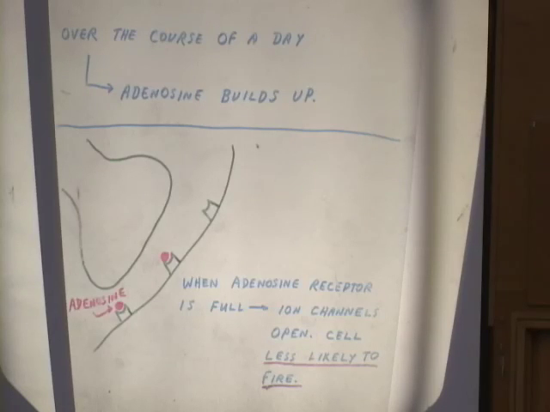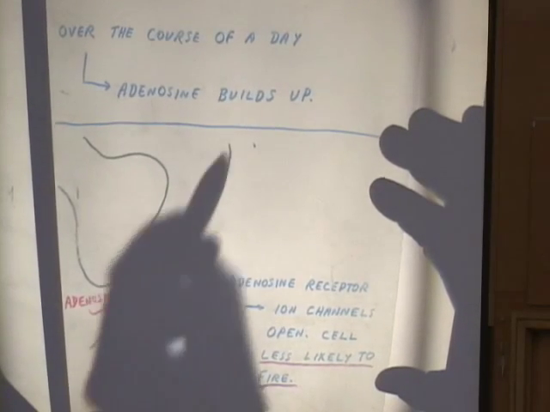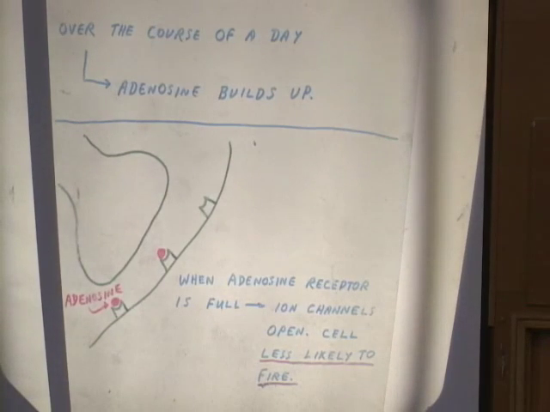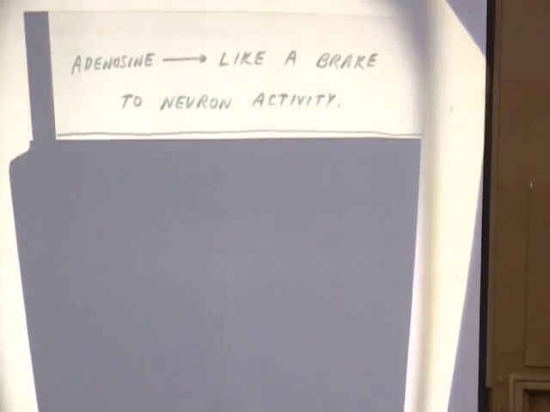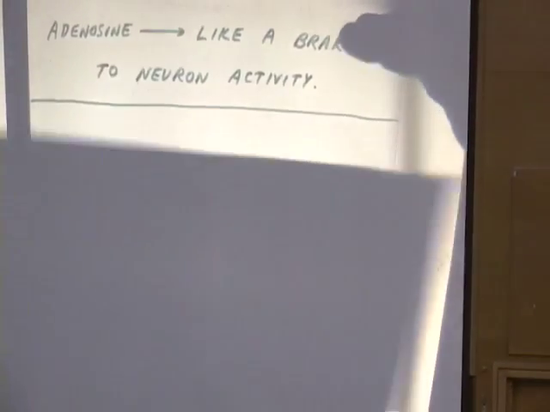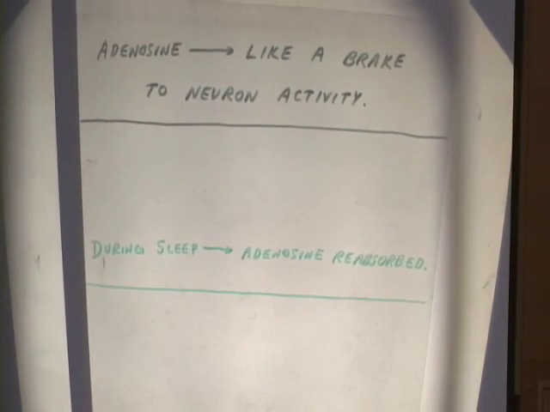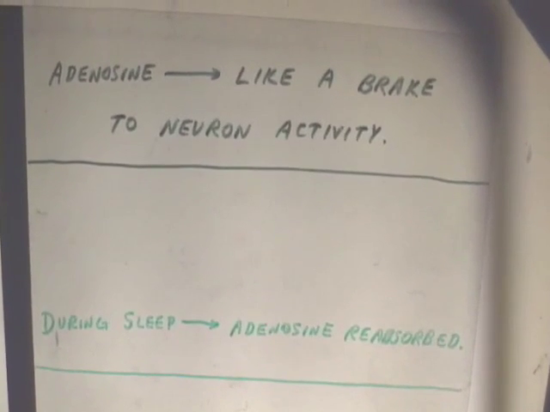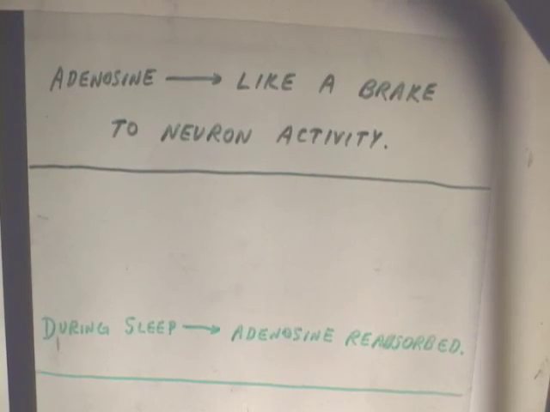And why is that? It's because all the adenosine that I've been producing is filling up these receptor sites, and it's telling them, don't fire. Forget about how much stimulation you get from the other neurons. Don't fire. So it's like a brake on neuron activity. Then when you go to sleep, the adenosine comes off the receptor, it gets taken back up into the other cell, and it gets recycled.